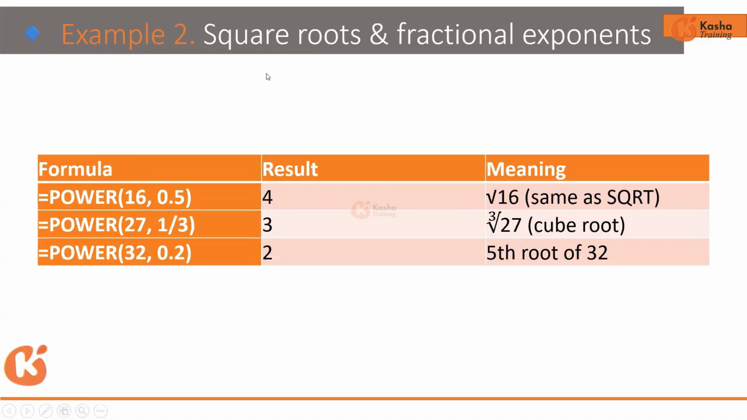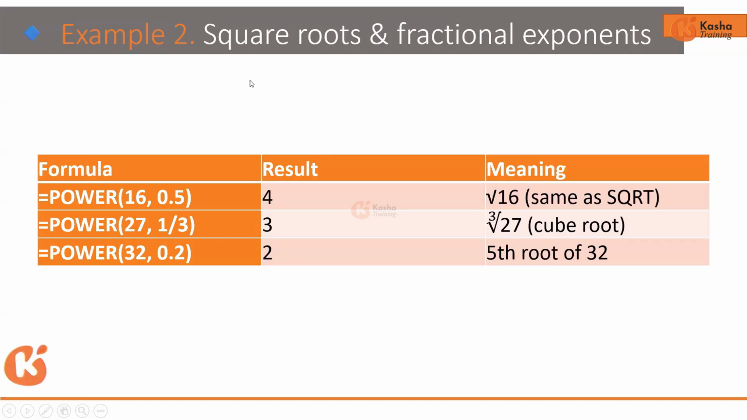Another example is square roots and fractional exponents. Here you can see POWER of 16 with the exponent 0.5, so basically you are trying to find the square root. So it is 4. Then again you can see 27 with the exponent of 1/3, which is the cube root, and it becomes 3. Then you can see 32 with the exponent 0.2, which is the fifth root, so it becomes 2.